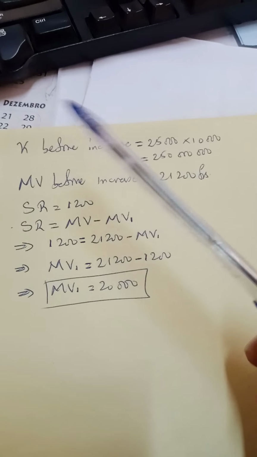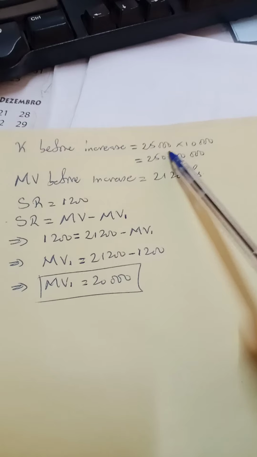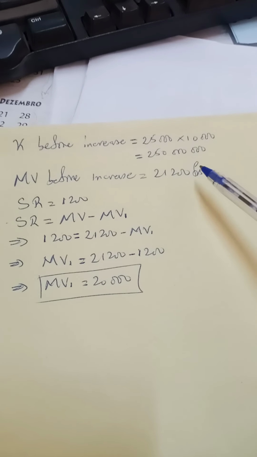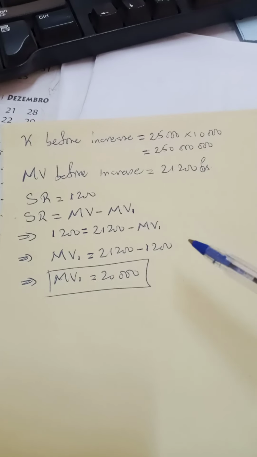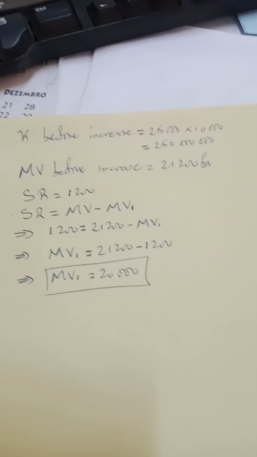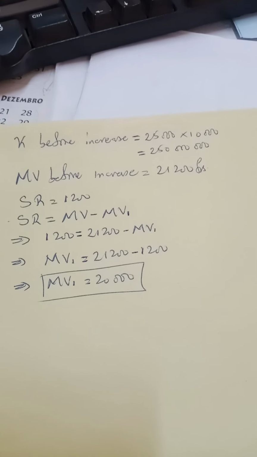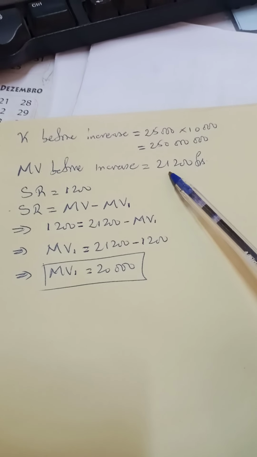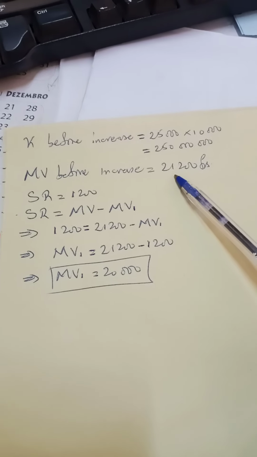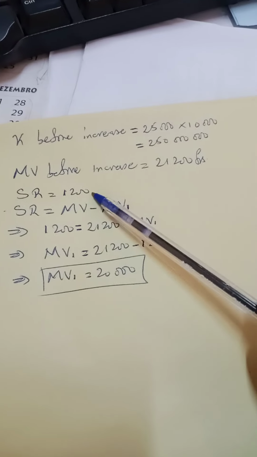First, they have given us the capital before increase, which is 25,000 shares times the nominal value, so we have a capital of 250 million. The mathematical value before the increase of capital was given. In the question, they said the listed price of shares at the stock market was 21,200. And they equally gave us a subscription right of 1,200 per share.